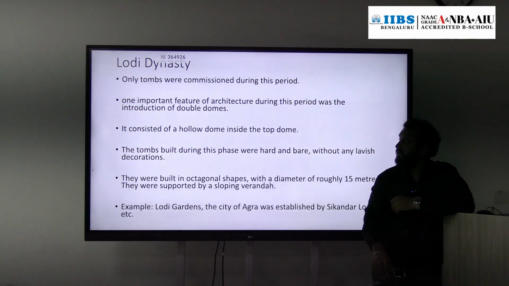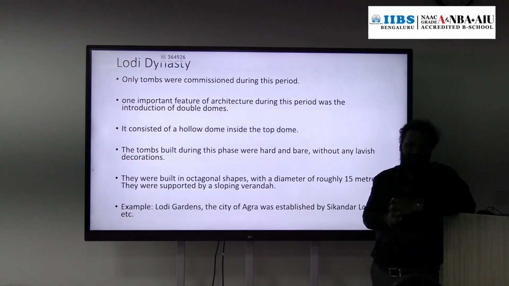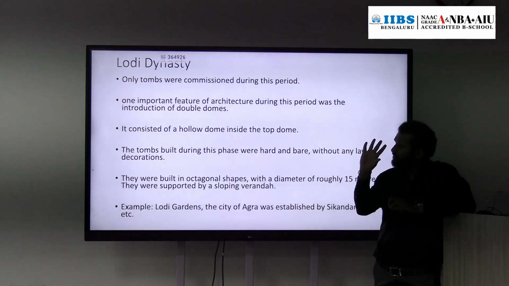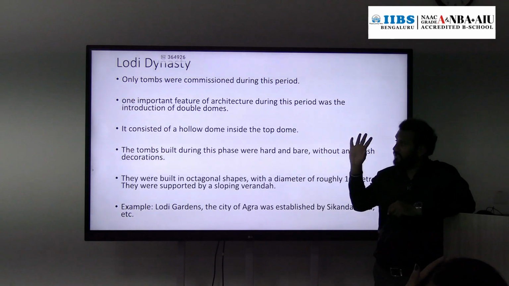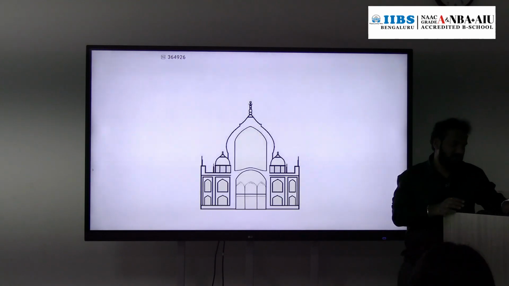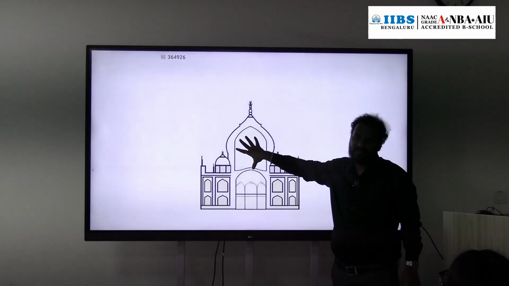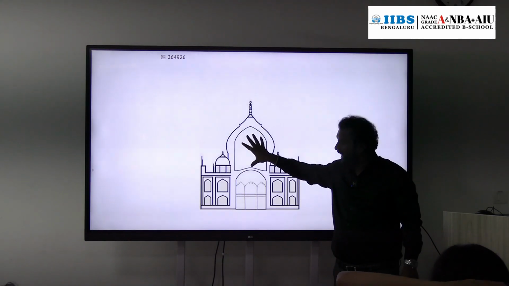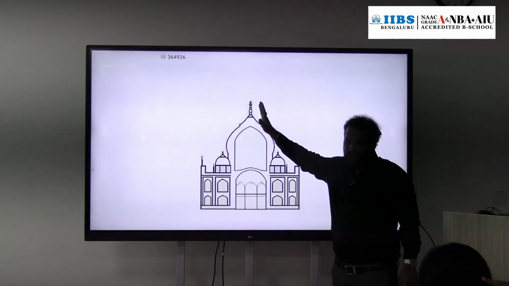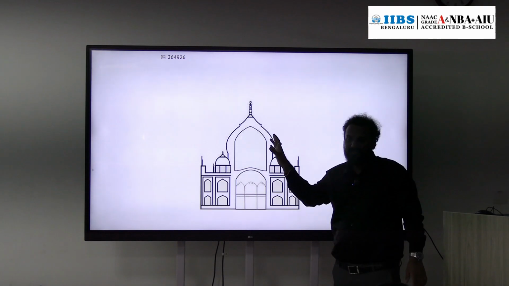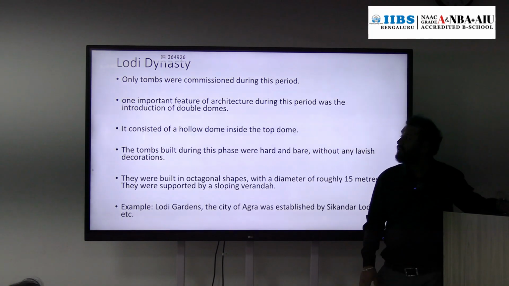And next, the Lodi dynasty. During the Lodi dynasty, generally tombs were constructed. But one of the important features during this time is the introduction of the double dome. See, this is one dome. Inside also another dome is there. So this makes the height of the structure less. Outside one dome is constructed, inside also one dome is constructed. So this is the double dome technique, which was started by the Lodi.